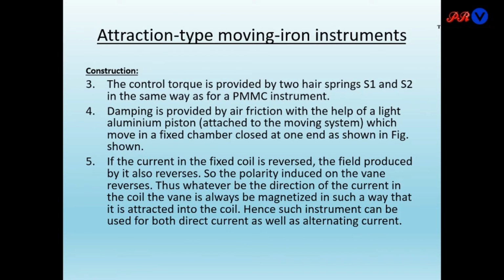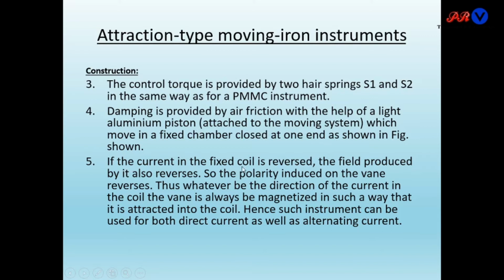Construction: third point, the control torque is provided by two hairsprings S1 and S2 in the same way as for a PMMC instrument, while damping torque is provided by air friction with the help of a light aluminum piston which is attached to the moving system, which moves in a fixed chamber closed at one end as shown in the figure. So this will be shown in the next figure.